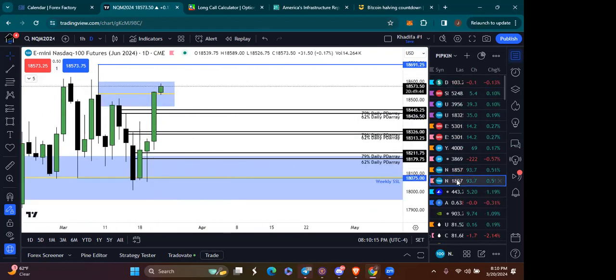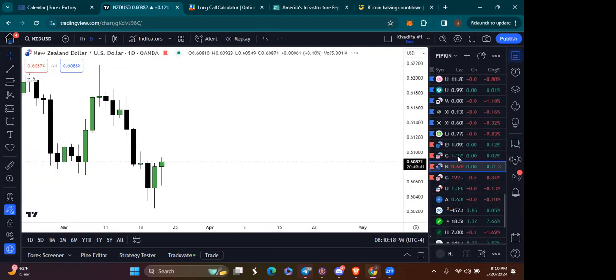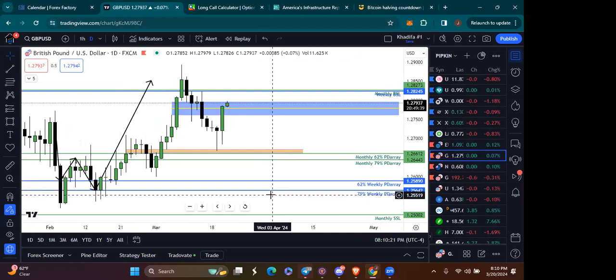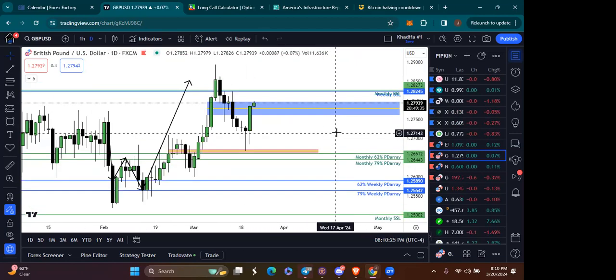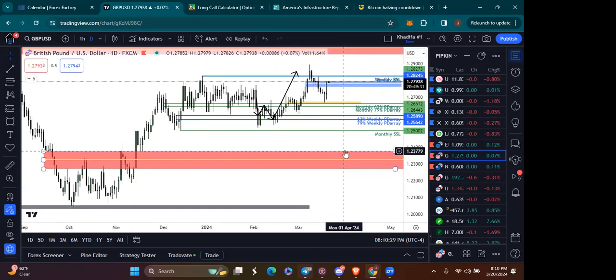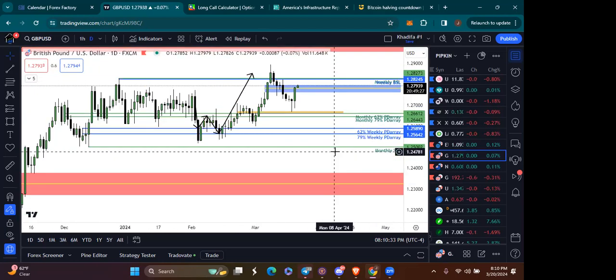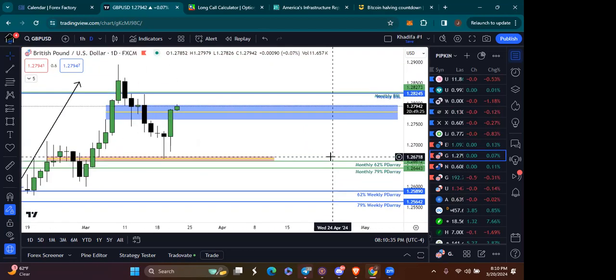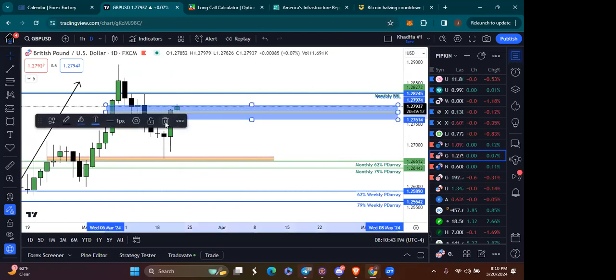We need to look at NZD USD. We need to look at GBP USD. Let's look at GBP USD. Yeah, I still want to see us push higher. We're going to see if we can break back above this inverted fair value gap.